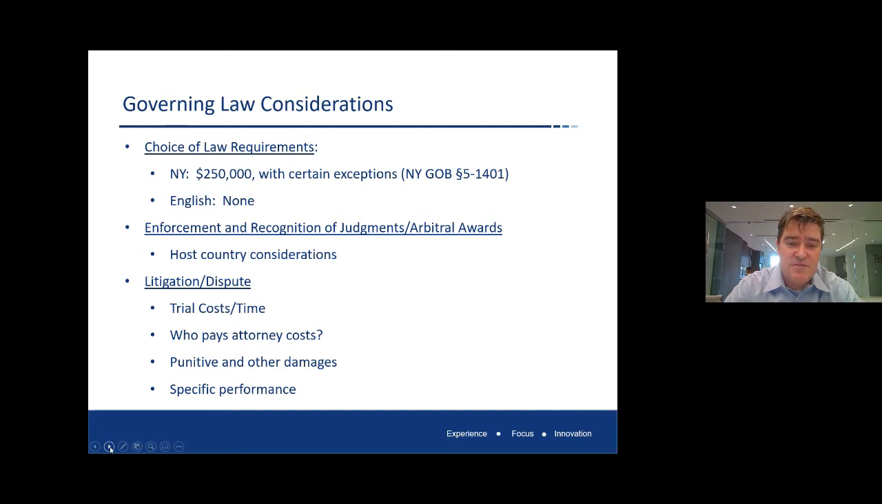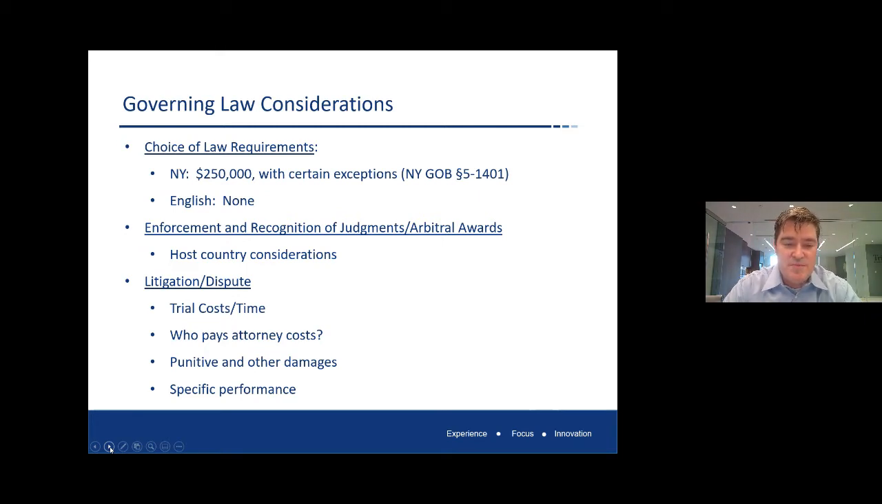The second consideration is enforcement and recognition of judgments and arbitral awards. On arbitral awards, obviously both countries are a party to the New York Convention, so there's not a significant difference in terms of enforcement of arbitral awards. When it comes to enforcement of judgments, whether it be of a New York court or an English court, the primary consideration revolves around the host country, where the project is located and where you may need to be able to enforce a judgment. And as we'll mention a little bit later, there can be differences there. For example, some of the Commonwealth countries may have a better relationship with England. And so, as a result, it may be easier to enforce your English judgment in a country like Kenya than it would be to enforce a New York judgment.